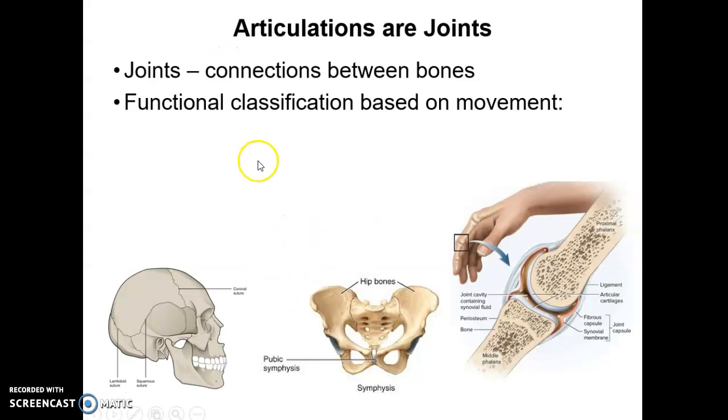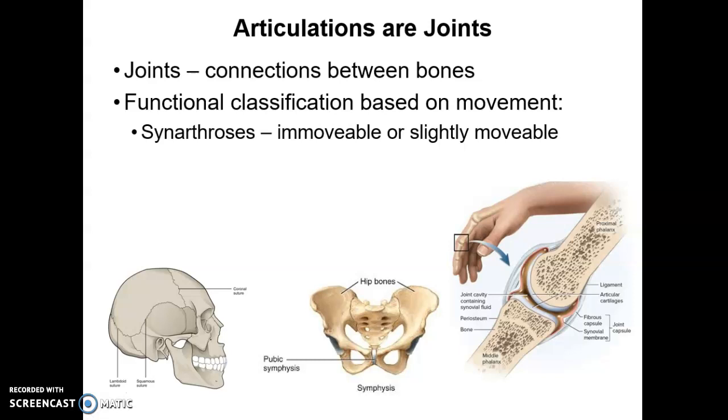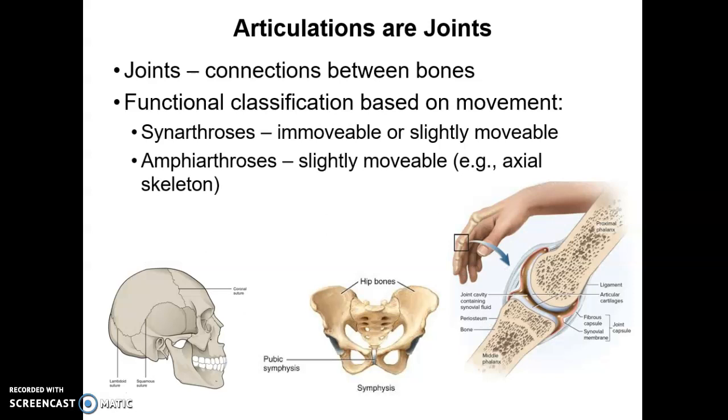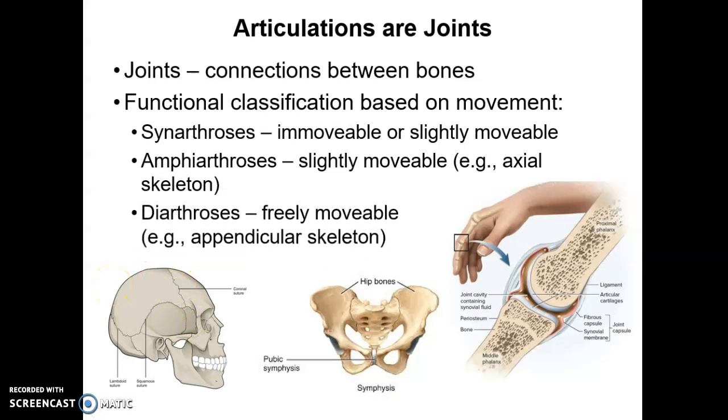Their functional classification is based on the degree of movement at the joint. Synarthrosis is an immovable joint, and amphiarthrosis is a slightly movable joint, often in the axial skeleton, like in the pubic symphysis. A synarthrotic joint would be like the sutures in the skull. And then the diarthroses, or a diarthrotic joint, are the freely movable joints, like the joints you're most likely to be familiar with, like your limbs, your digits, your fingers, those types of joints.